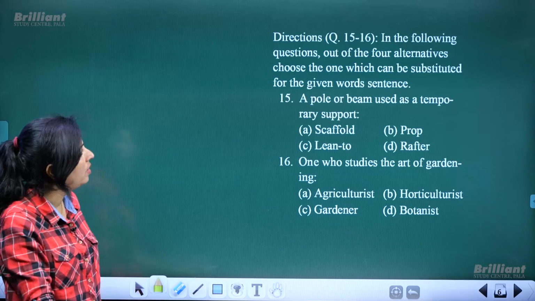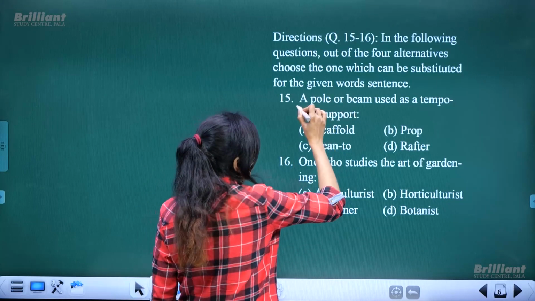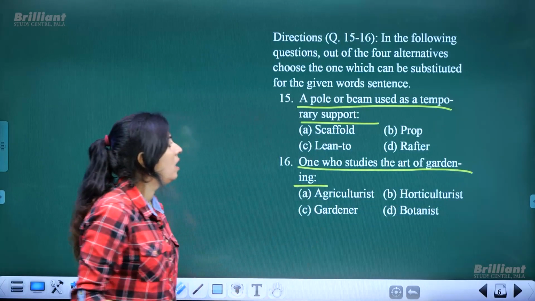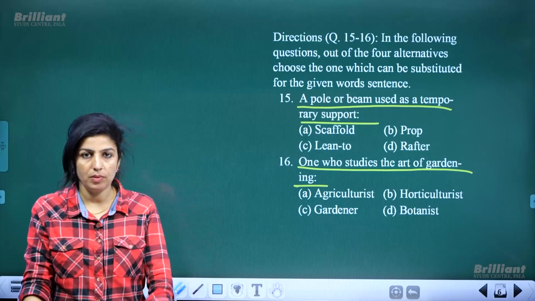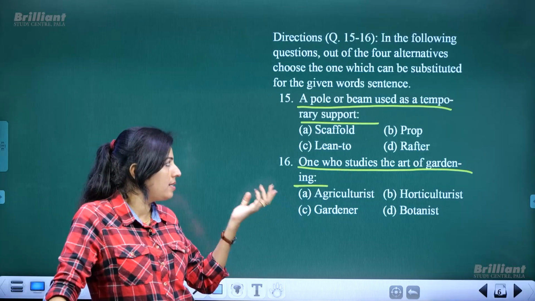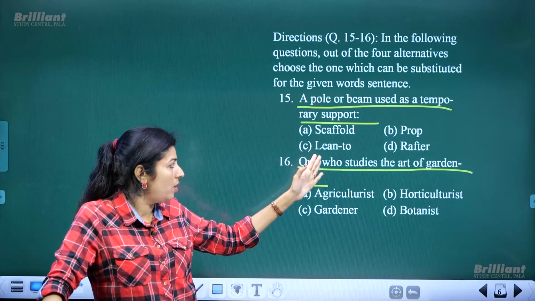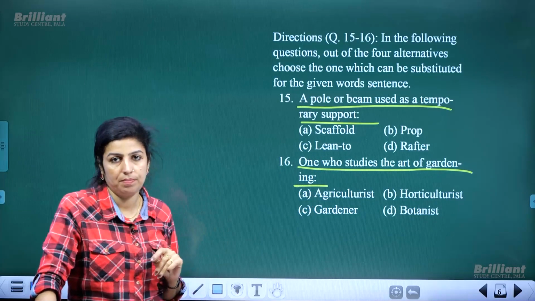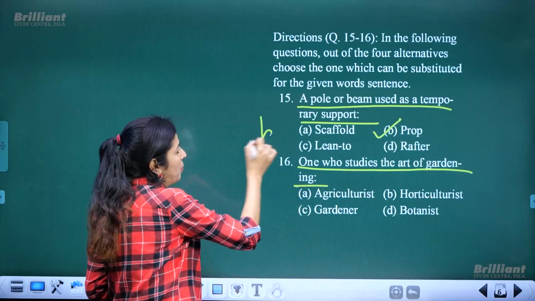Next we have, choose the one which can be substituted. That means give a one word for these sentences. Alright. A pole or beam used as a temporary support. A pole or a beam which could be used as a temporary support. And what are the options given to you? Scaffold is given, prop is given, lean-to is given, rafter is given. And the correct option is prop. You call it a prop, B option.